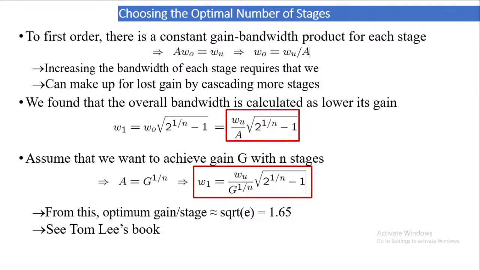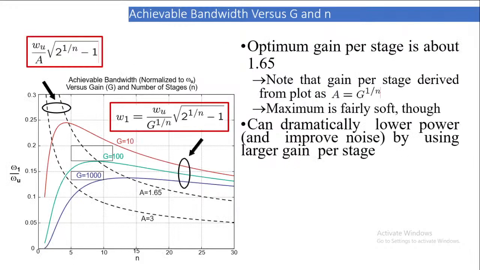Now you can find out what will be omega 1. Omega 1 is equal to omega u by G to the power 1 by n root over of 2 to the power 1 by n minus 1. So from this equation, we can always find out the optimum gain per stage, which is equal to square root of E, which is 1.65. So optimum gain per stage is equal to 1.65. For detailed derivations, you can see the book. Look at the book of Tomlin.